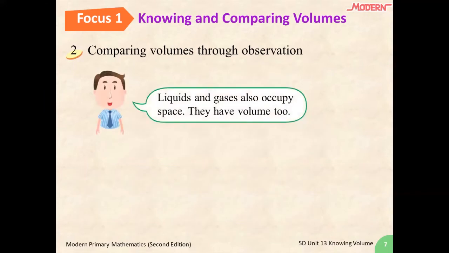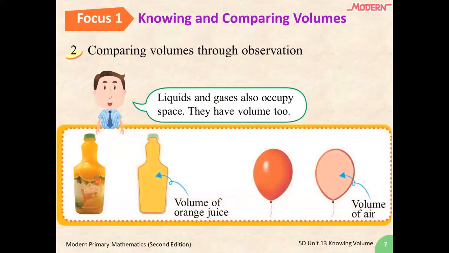What about liquid and gas? Do they occupy space? Will they have volume then? What do you think? Let's take a look at two examples of the orange juice as well as air inside the balloon. When we take a look at these two examples, we can actually find that liquid and gas actually occupies space as well. Therefore, they have volume as well.